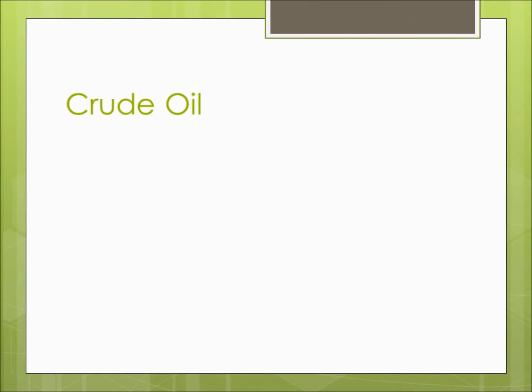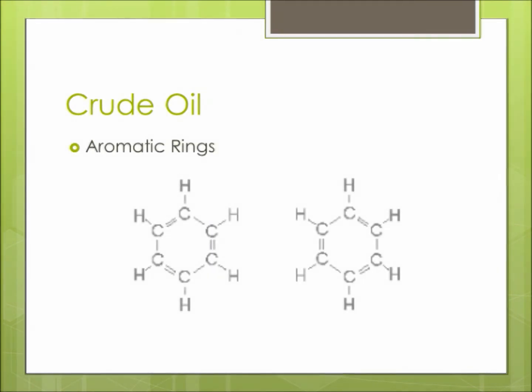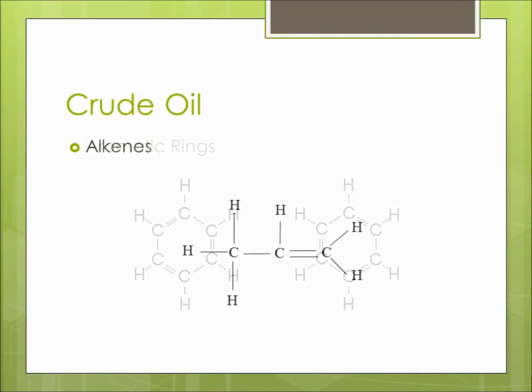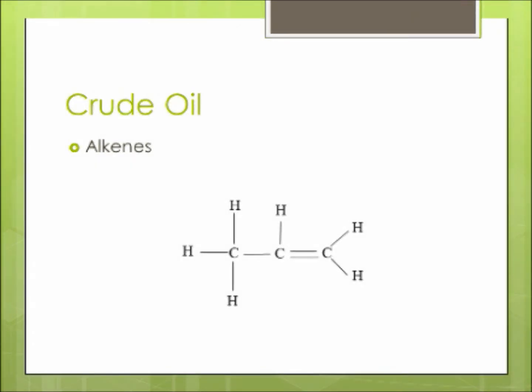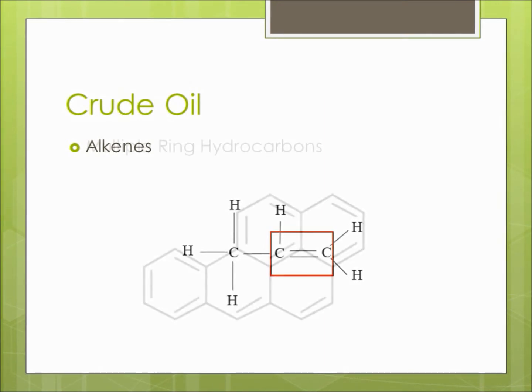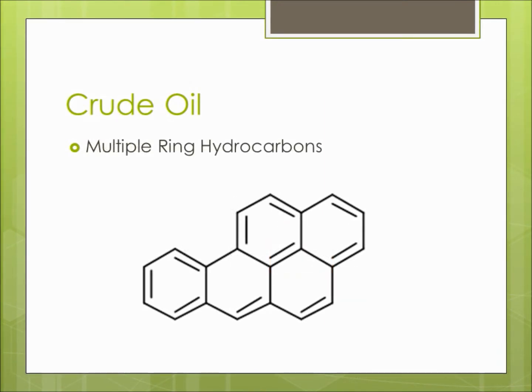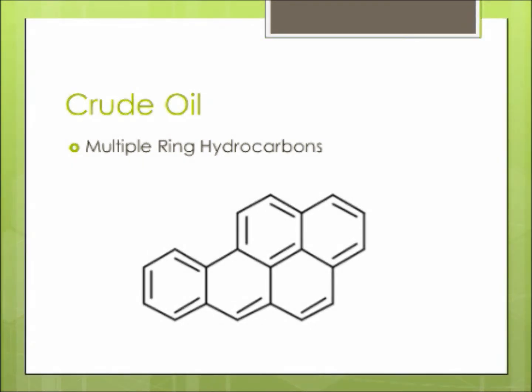Now for the fun part. That black liquid is composed of many different compounds and molecules. For example, there are aromatic rings, which are circles of carbons all bonded to each other, and hydrogen molecules. In addition, there are alkenes, which are straight lines of carbon molecules with a double bond somewhere in the structure. On top of that, there are molecules composed of several carbon rings, all connected to one another.